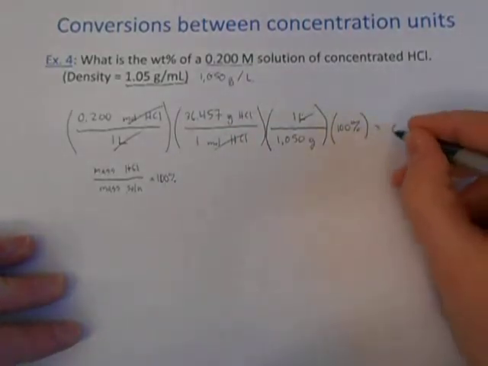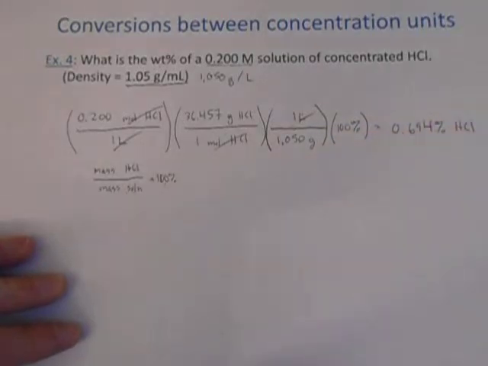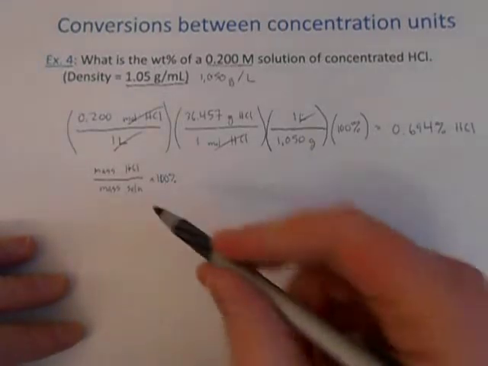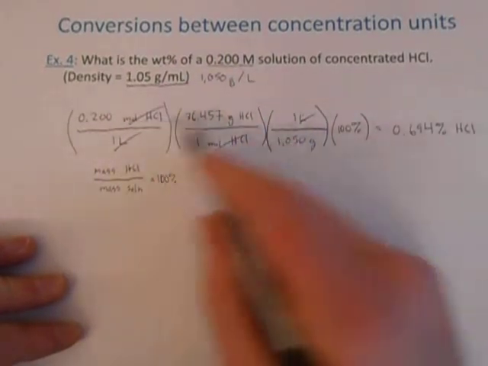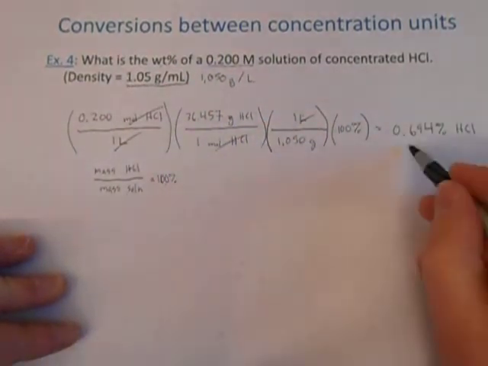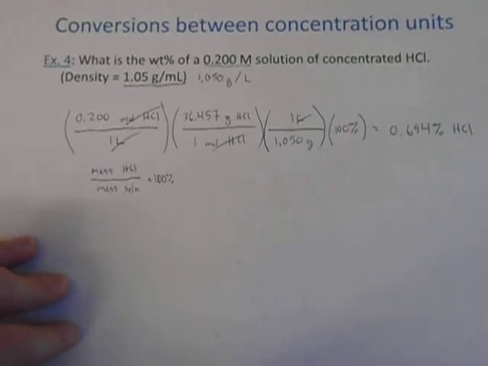And so this would come to 0.694% HCl. And then just double checking our significant figures. Both of our numbers given had 3. We're doing all multiplication and division, so our final answer will be limited to 3 significant figures as well. So I'll now leave you to look at the associated problems on Sapling Learning.